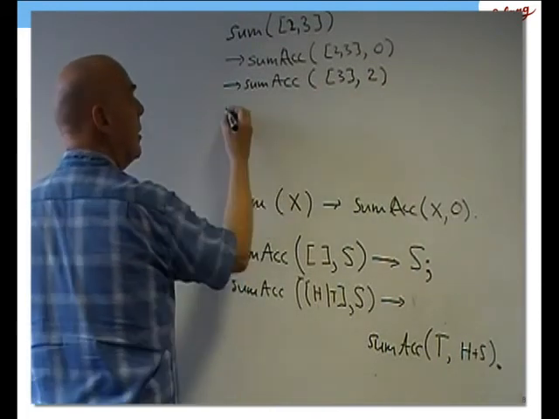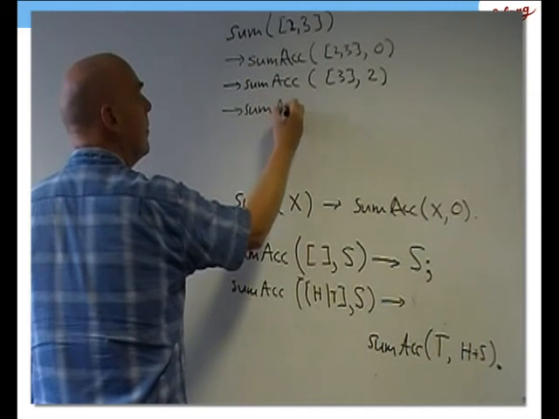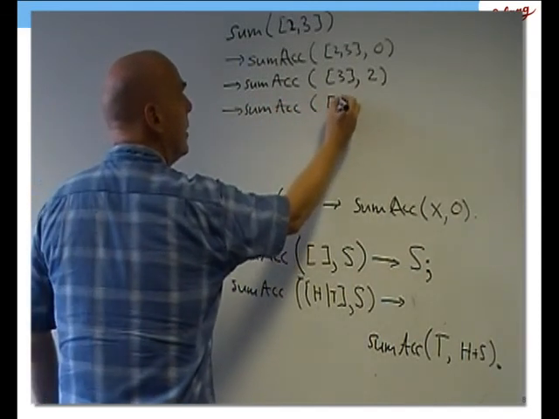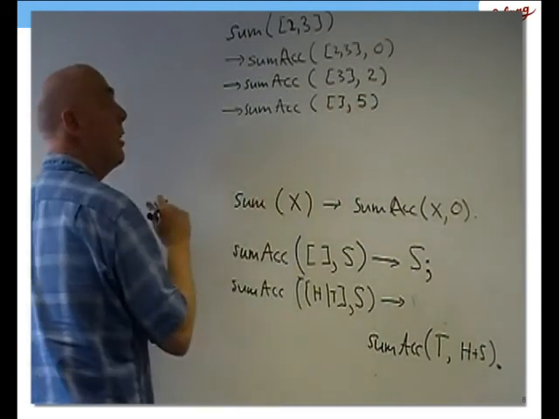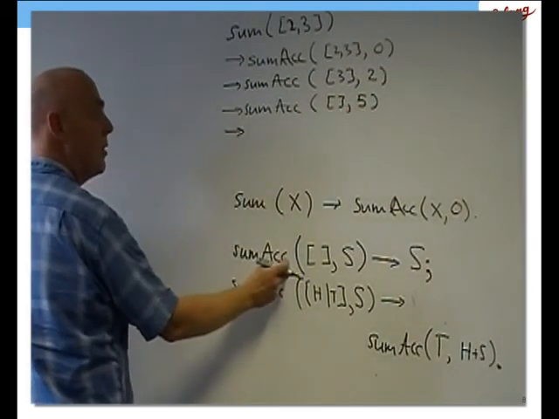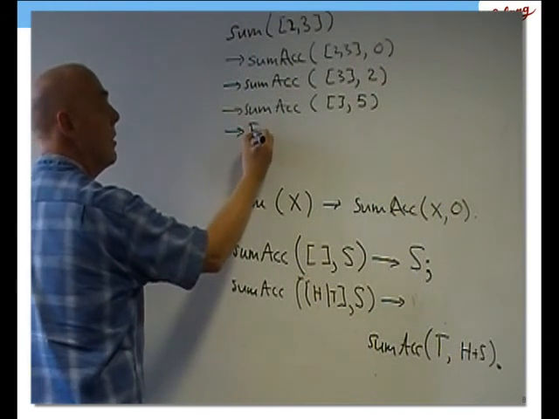Again, we take the first element off there, and we get a list with nothing in, and the sum so far now is 5. And then finally this clause says, well, we've reached the end, so the answer is 5.